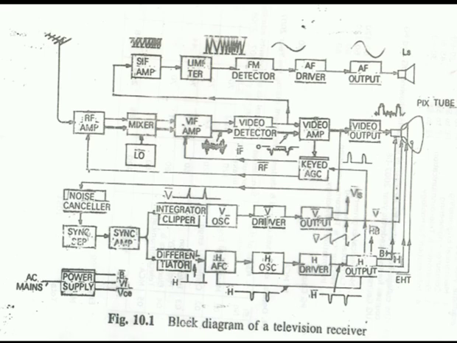The tuner consists of an RF amplifier, an oscillator and a mixer stage. All these three blocks are present in the RF tuner. You can see in the diagram, after the antenna there is the RF amplifier, then a mixer, and then a local oscillator. All these three stages are present in this RF tuner stage. The desired channel is amplified, then converted to the IF signal.